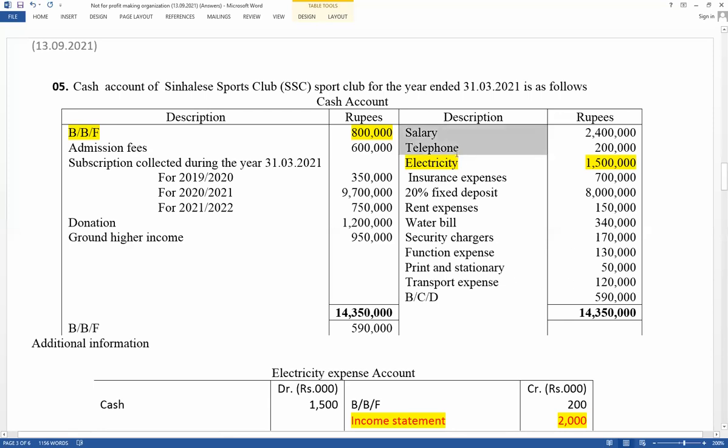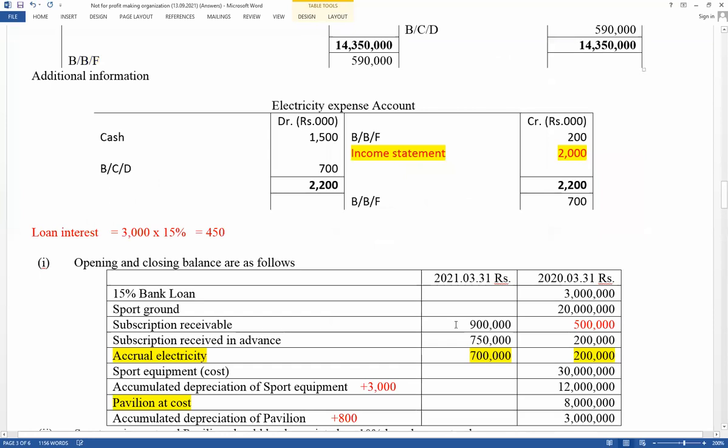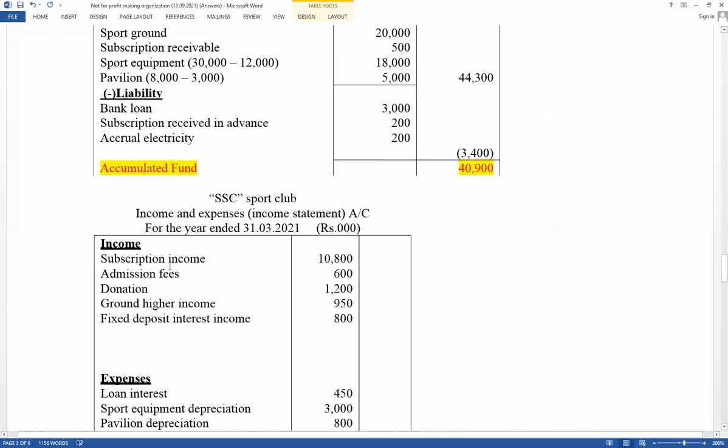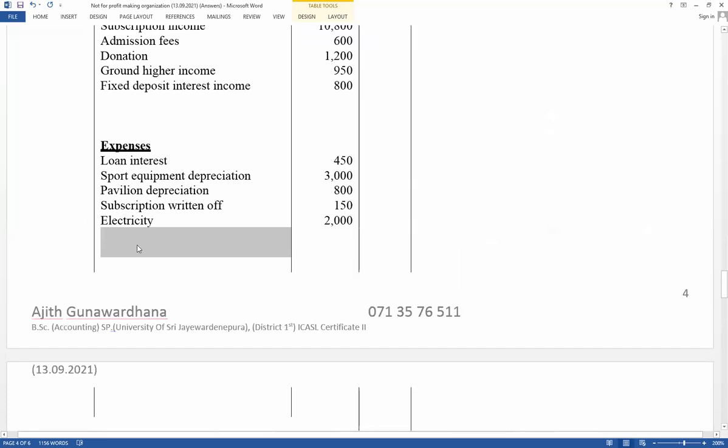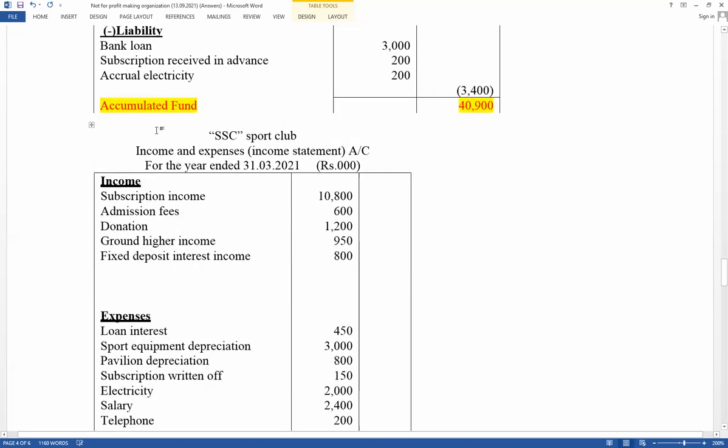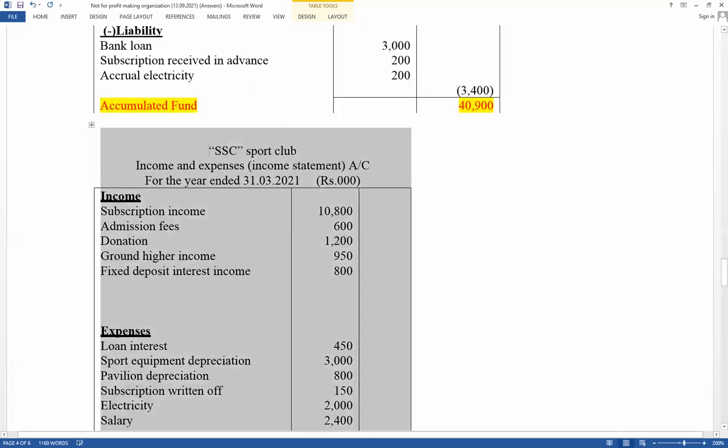Record it, salary and telephone. If it has not given accrual or prepaid, no need to prepare the accounts. Therefore, record it under expense. Salary will be equal 2,400, as well as telephone expense equal 200. Like that, all the expense should be deducted.